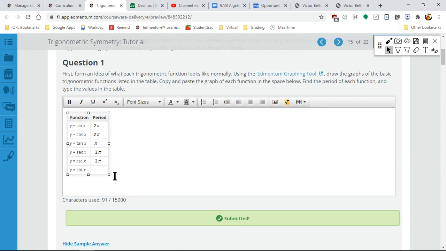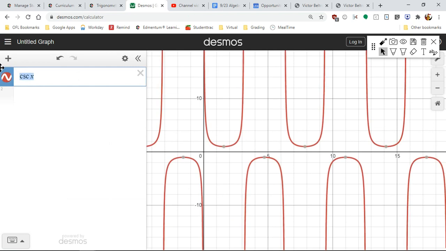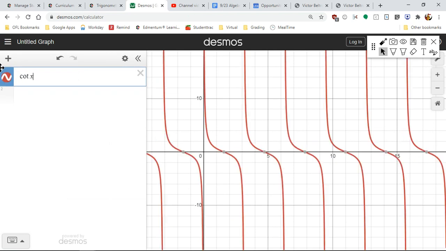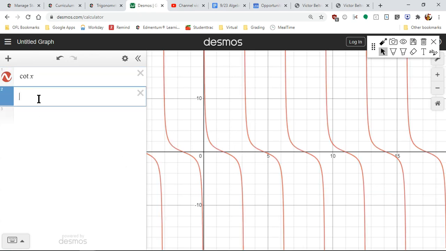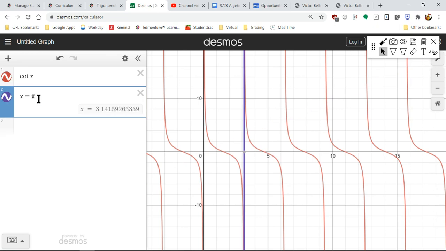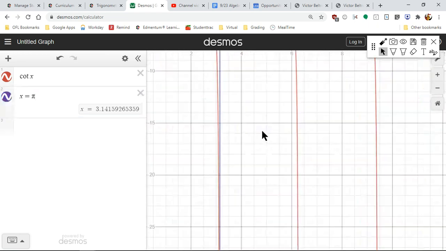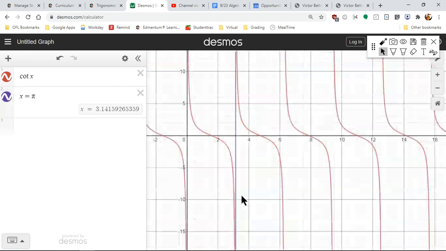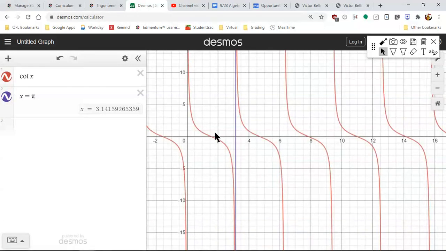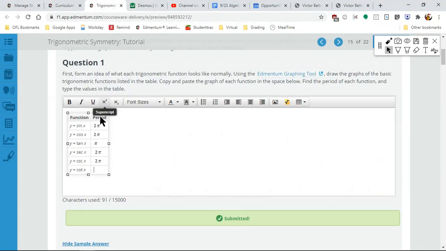So if cotangent is a reciprocal of tangent, it should also be pi. But let's just check it just to be safe. It looks like it's pi. It goes from 0 to pi. And just to verify, I'm going to do this at pi. So I made a vertical line using x equals. And I can see that it does not cross that, meaning that it starts from 0 and goes all the way to pi. So this one is pi.